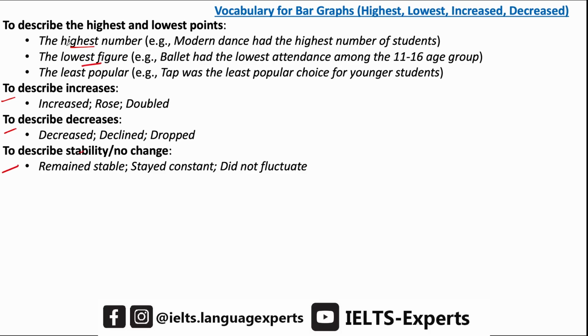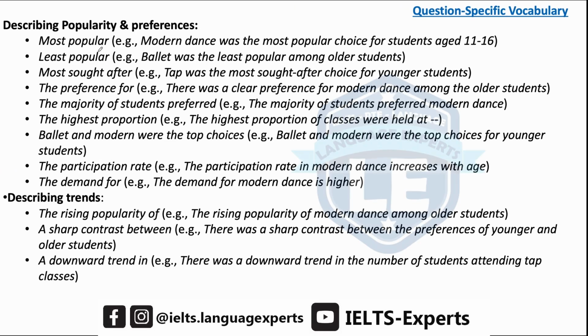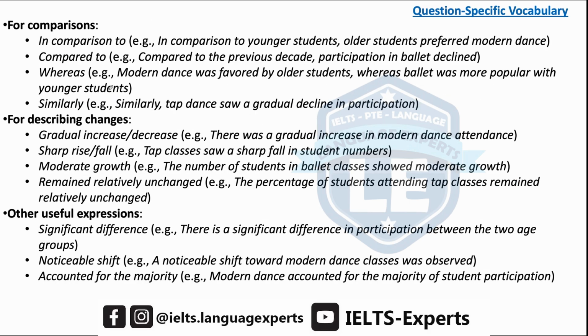The vocabulary for highest and lowest numbers we'll certainly need. What we can really use here is different ways of saying that something is popular or sought after or preferred. Many different ways of writing this are on your screen. Here are a few other ways in which we can compare the preferences of the different age groups that we have.